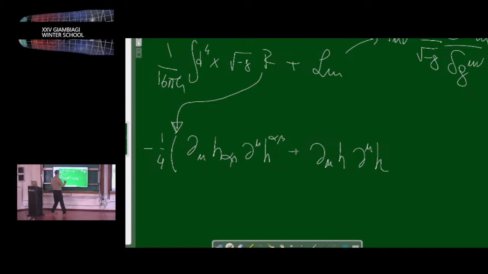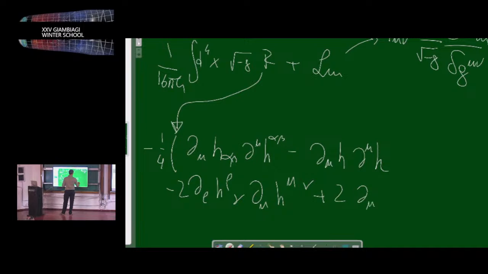Yes, which are d rho h rho nu, d mu h mu nu, with the minus 2. And then you have one final structure. This is not the most generic structure, but it is a structure that has very nice properties. Okay, so this is the structure of the quadratic term of the Ricci.